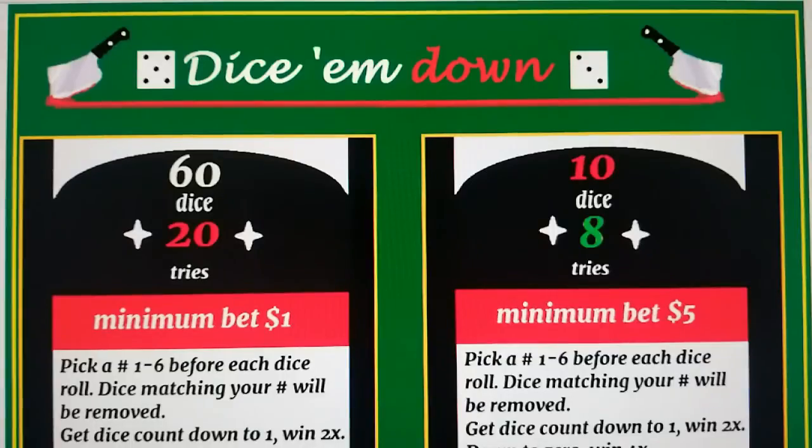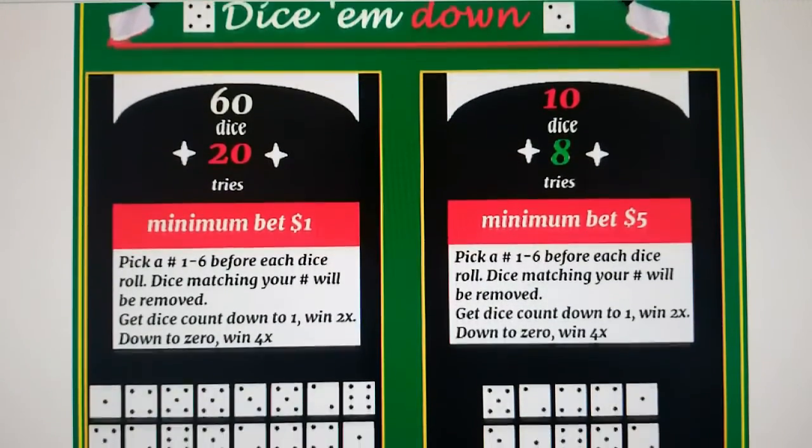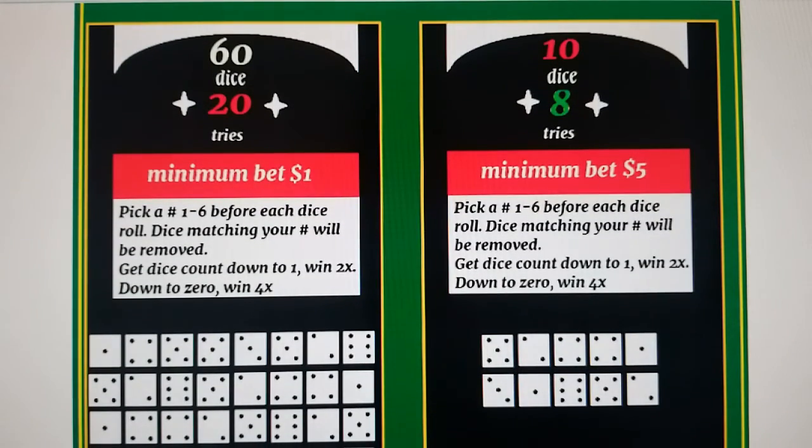Starting with either 60 or 10 dice, you pick a number between 1 and 6. The dice are then rolled, and the dice matching your number are taken away. You pick another number and try again. For the 60 starting dice, you have 20 tries. For the 10 starting dice, you have 8 tries. Your goal is to get the dice count down to either 1 or 0, otherwise you lose. So let's take a look.